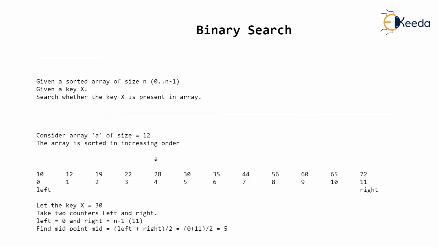Actually, binary search is a searching technique which can be performed only on a sorted array. That means if we are given a sorted array, only then we can perform binary search. As you all know, searching is a process of finding whether a value is present or not in a given array. And the name given to this searching technique is binary search because it uses divide and conquer approach.